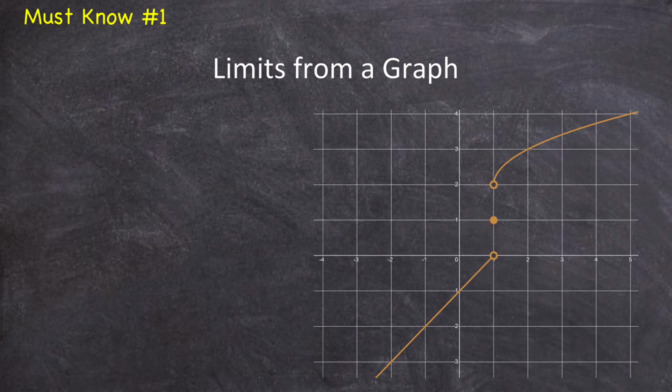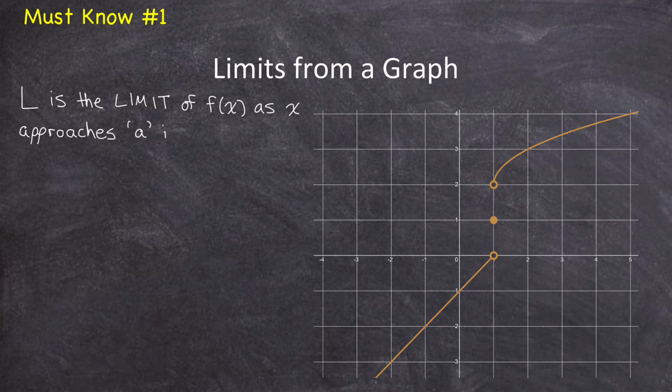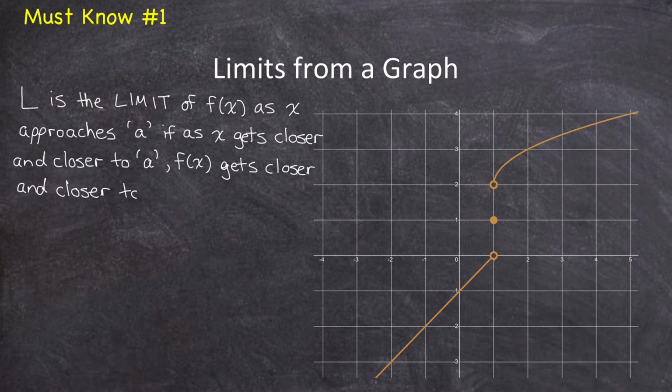Let's start with an informal definition of what a limit is. Some finite value L is the limit of f at x as x approaches a if, as x gets closer and closer to a, f at x gets closer and closer to L. We can describe that in limit notation by writing the limit of f at x as the x value approaches a is equal to L.